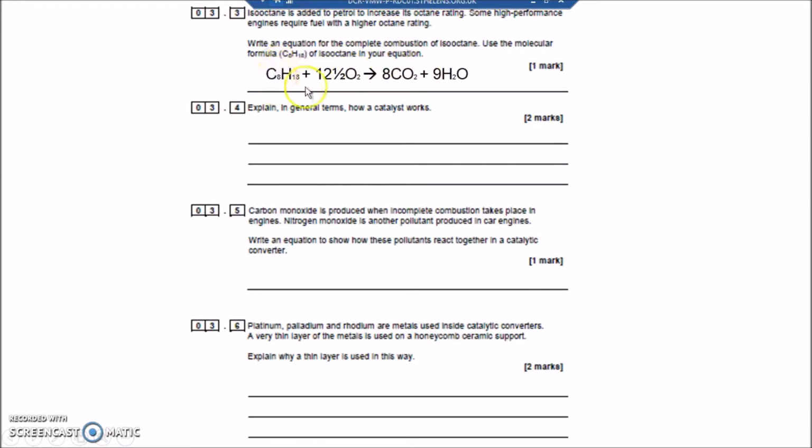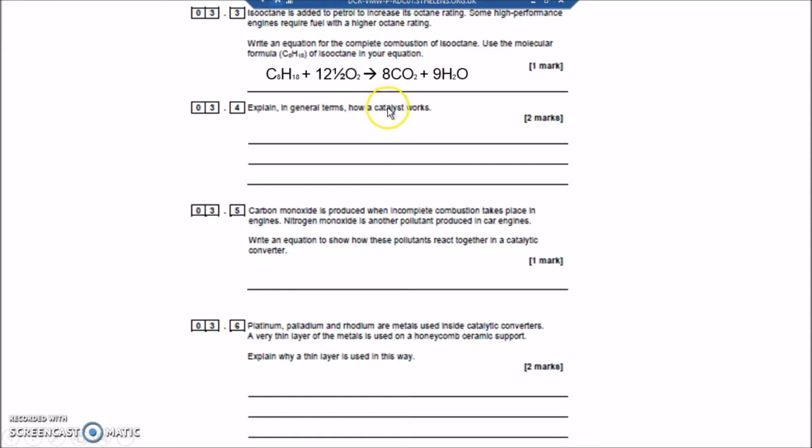To balance this, the C's end up in the CO2s, so 8 C's must end up with 8 CO2s. The 18 H's can only go into the water, H2O, so 9 twos are 18. Then you add this up: 8 twos are 16, add 9 is 25, so what number multiplied by 2 equals 25? 12.5, 12.5.